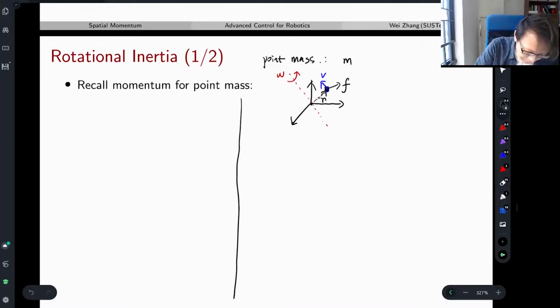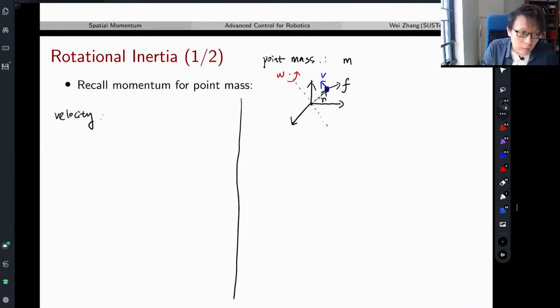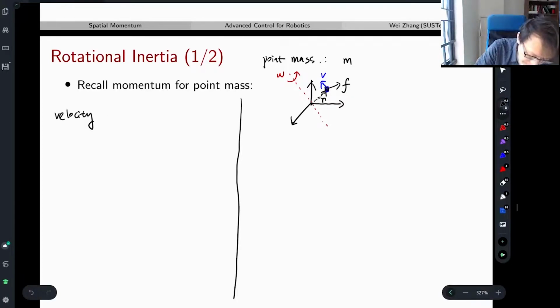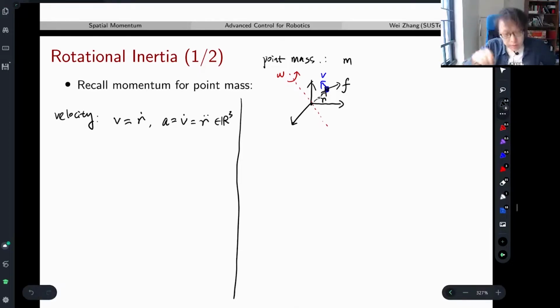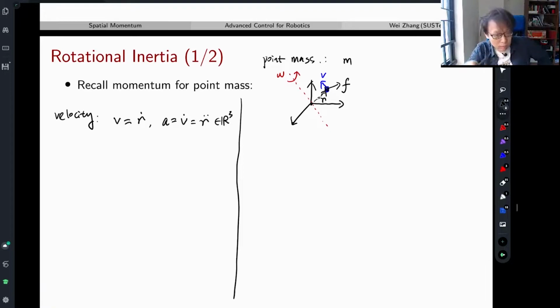Let's recall some high school physics. The velocity is the derivative of the position, so v equals r dot. And a equals v dot, which is r double dot. We are considering R3 in general, not just the plane, even though we consider a point mass. Okay, that's the velocity.